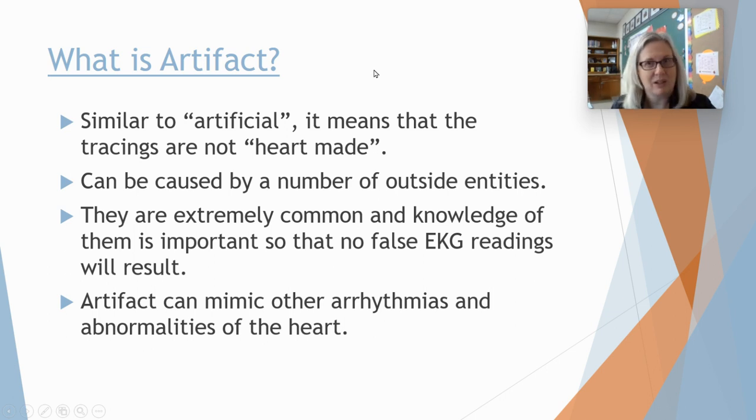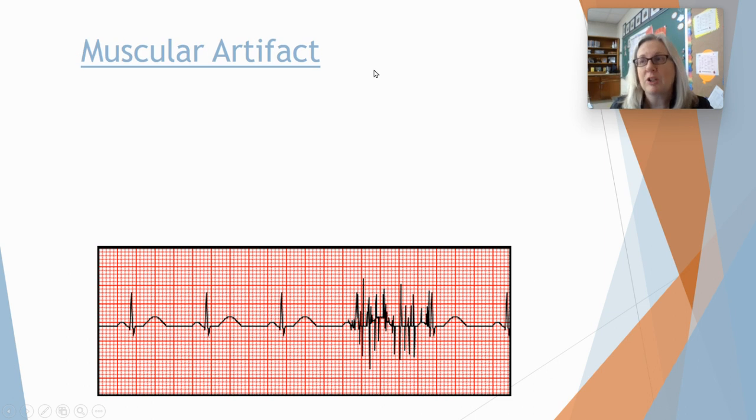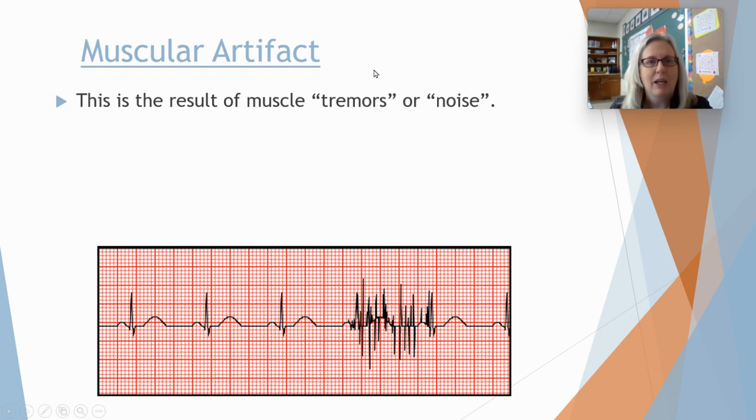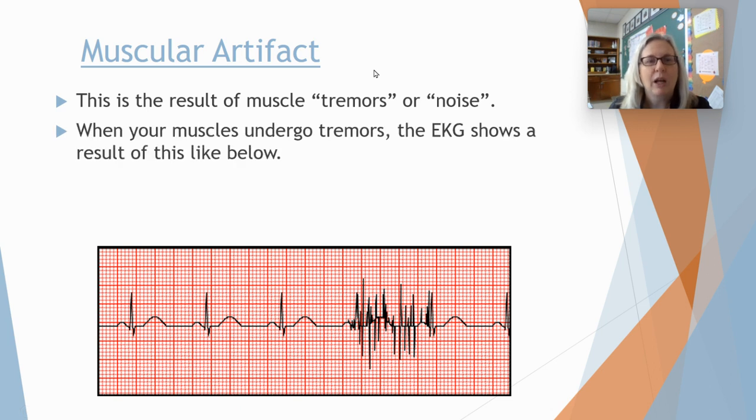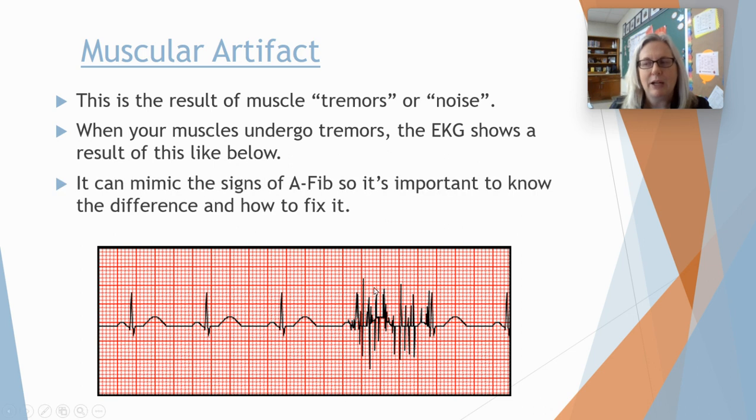So if it's not coming from the heart, where is it coming from? The first type is called muscular artifact. It stems from tremors or noise from somebody just basically moving. It shows kind of like below. Down here, you see this is the artifact. It's muscular artifact. It looks a lot like the AFib, and you can't see the PQRST very clearly, right? If I give this EKG to a doctor, they're like, I can't even read it. You need to repeat it.